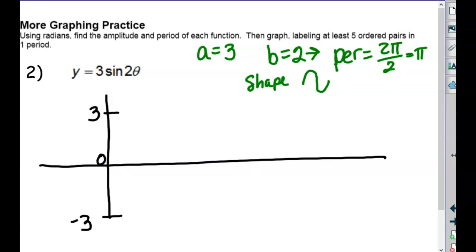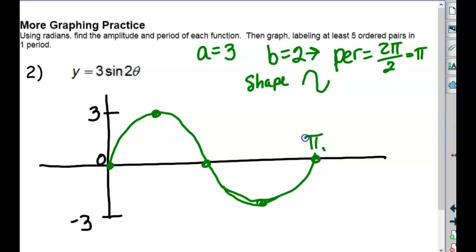But you said it starts at 0, 0, so I should start here. Up, down, ooh, back up. I didn't go down far enough, but we'll pretend. Big dot, big dot. Okay, label my ordered pairs real quick, somebody. What's this last one? Over pi and up 0, because we had to divide 2 pi by 2 to get a period of pi.